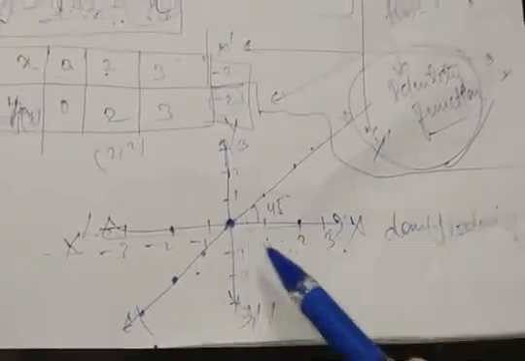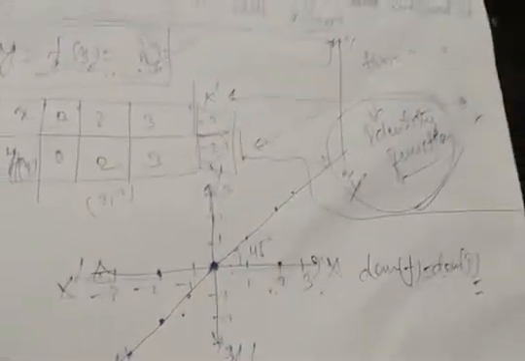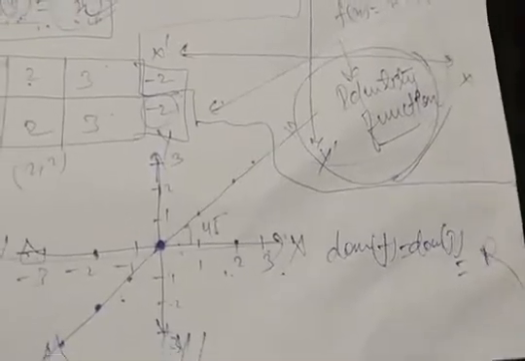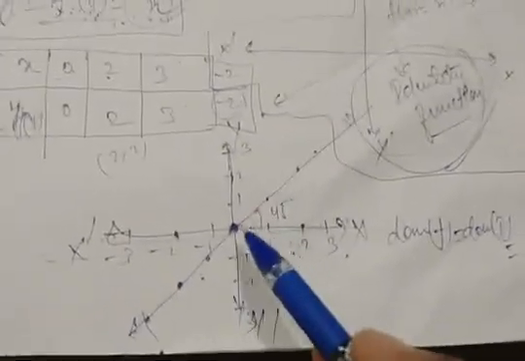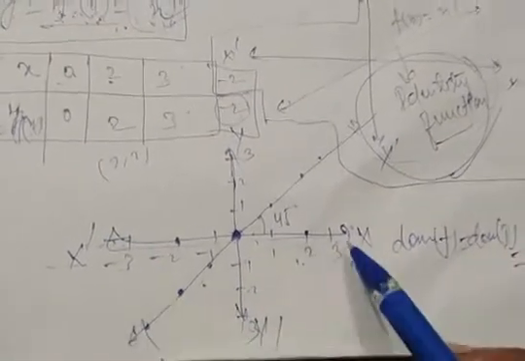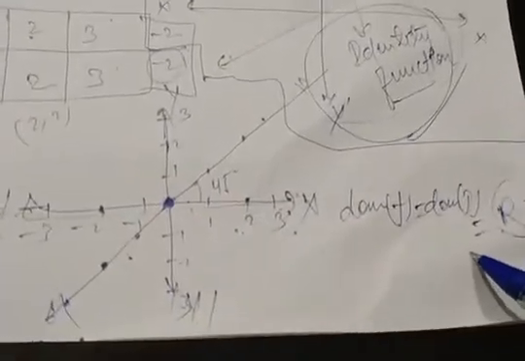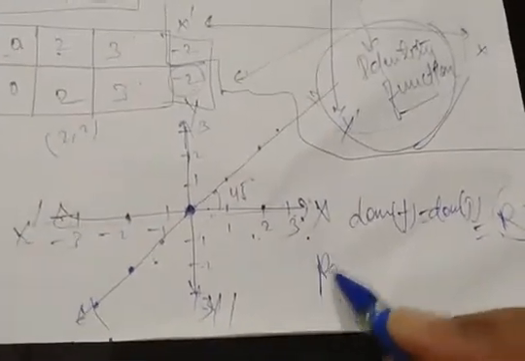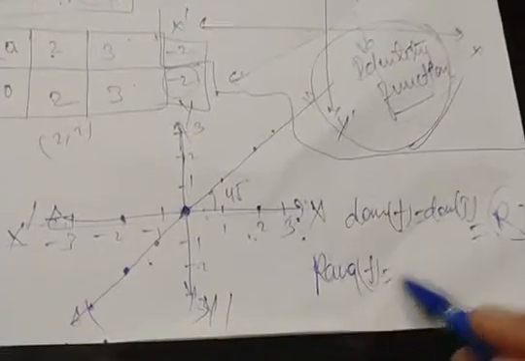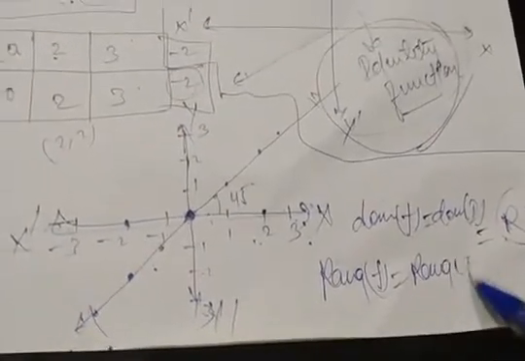So the domain of that function, that is the identity function, is any real number, because it is defined for any value of x on the x-axis. Yes, so the domain of the identity function is R. Now we discuss the range of the identity function. Here what is the range of the identity function? Let's see.